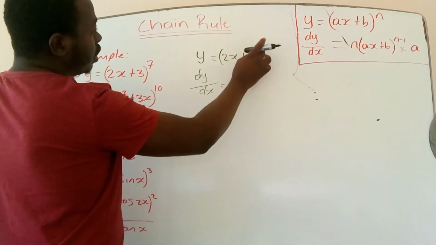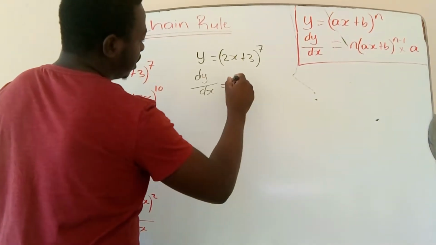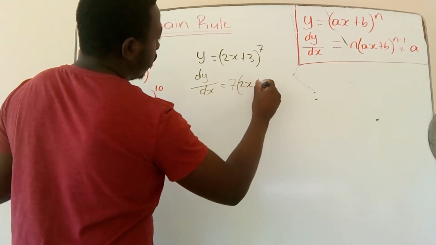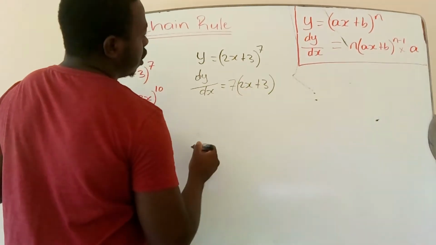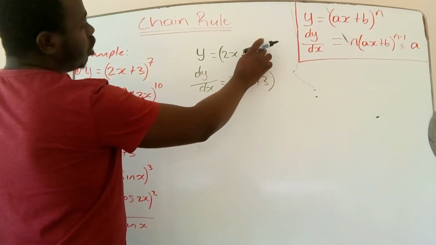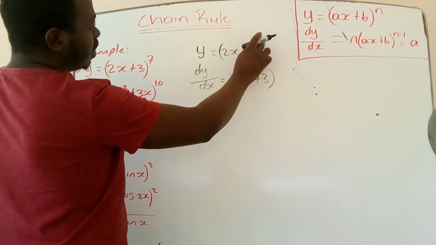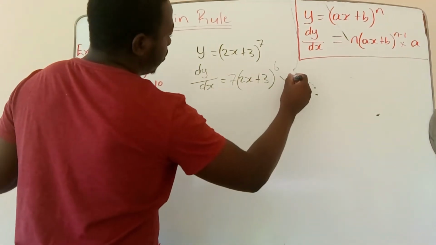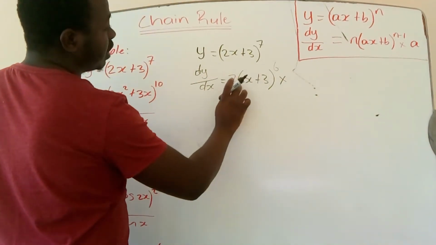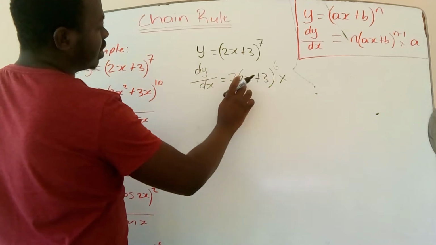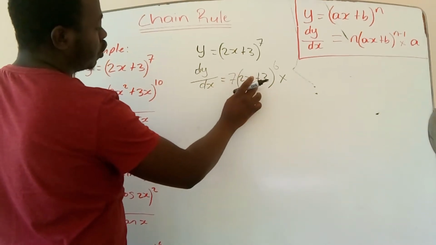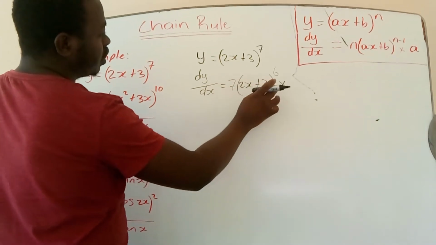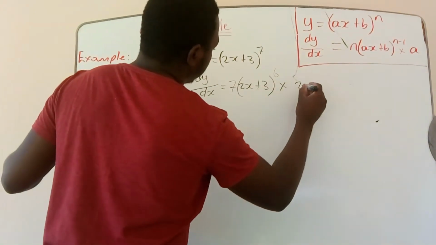you take the power to multiply the entire function, which is 7(2x + 3). You must subtract 1 from the power, so this is 7 minus 1, which gives you 6, multiplied by the derivative of the inside of the bracket, and inside of the bracket here is 2x + 3. So when you find the derivative of 2x + 3, that only gives you 2.